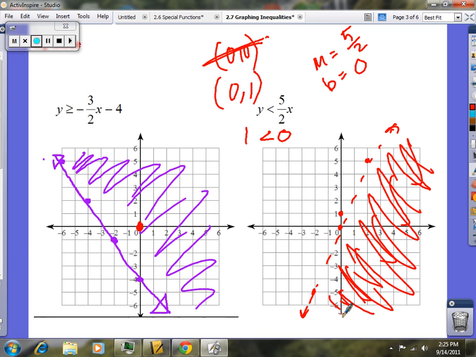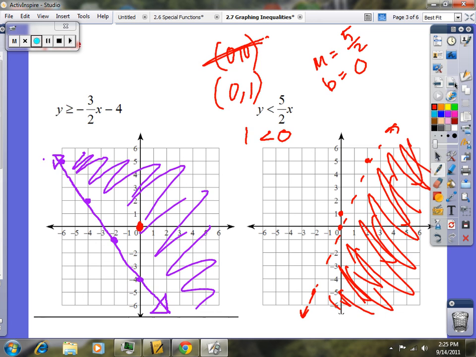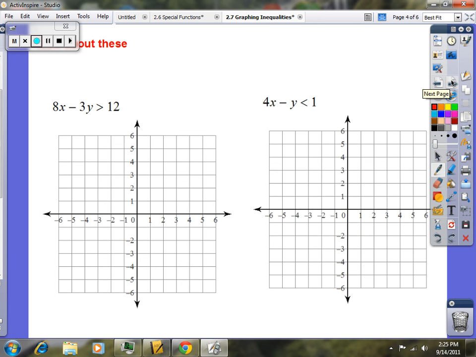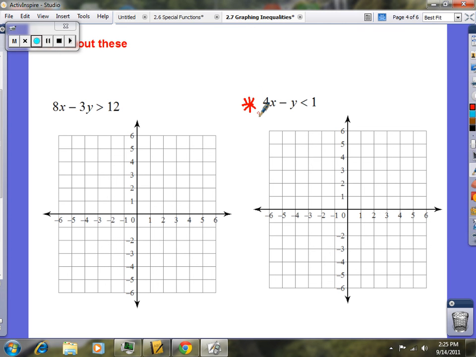Okay? Now let's try it with absolute value. Oh, actually, let's try this guy right here, because this one is really good. 4x minus y is less than 1. Now, what is the trouble here? Y is not on by itself. It's not in y equals mx plus b, slope-intercept form. You have to get y all by itself very, very first.